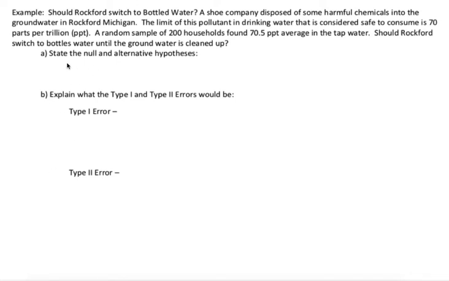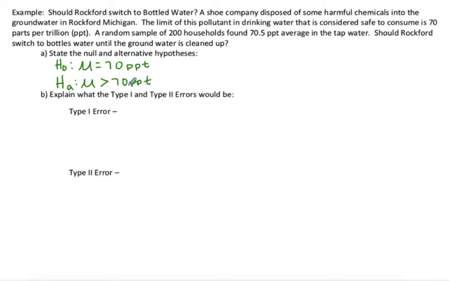All right, so practicing stating our null and our alternative. Okay, the null here is going to be our average should be 70 parts per trillion. So we're going to say it's 70 parts per trillion. Okay, that's what the claim is that it should be. However, they're worried that they should be switching to bottled water, meaning that the alternative to that is that it is greater than 70 parts per trillion here.